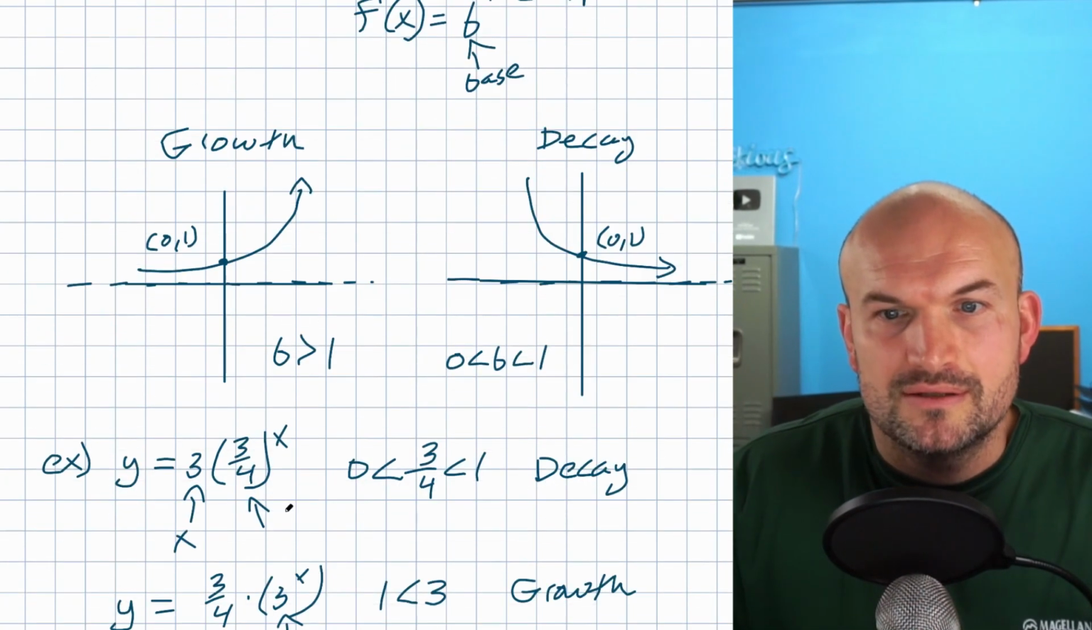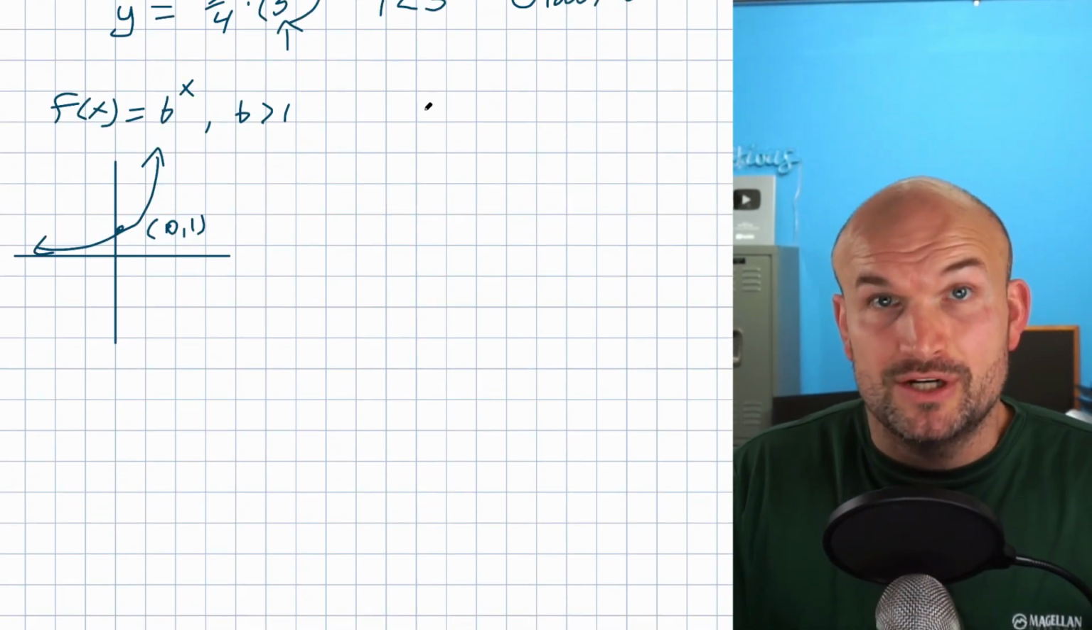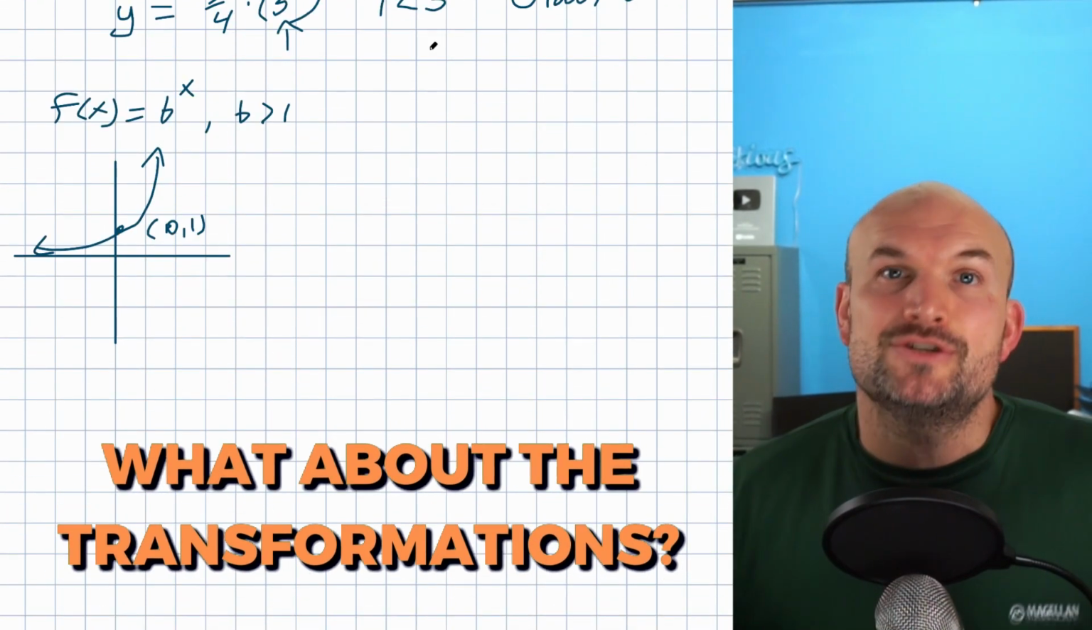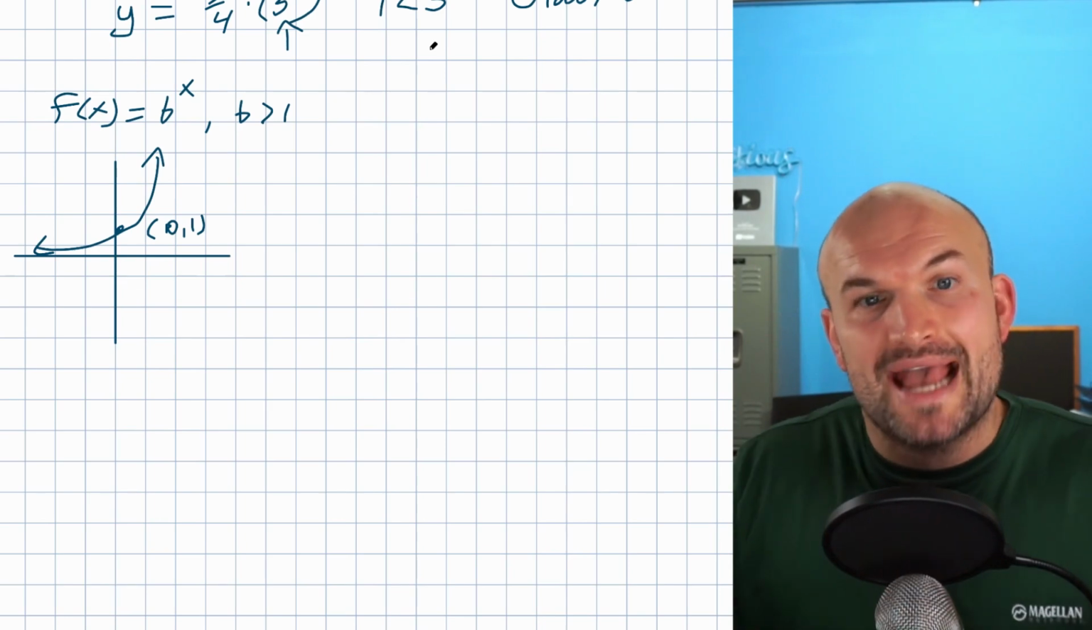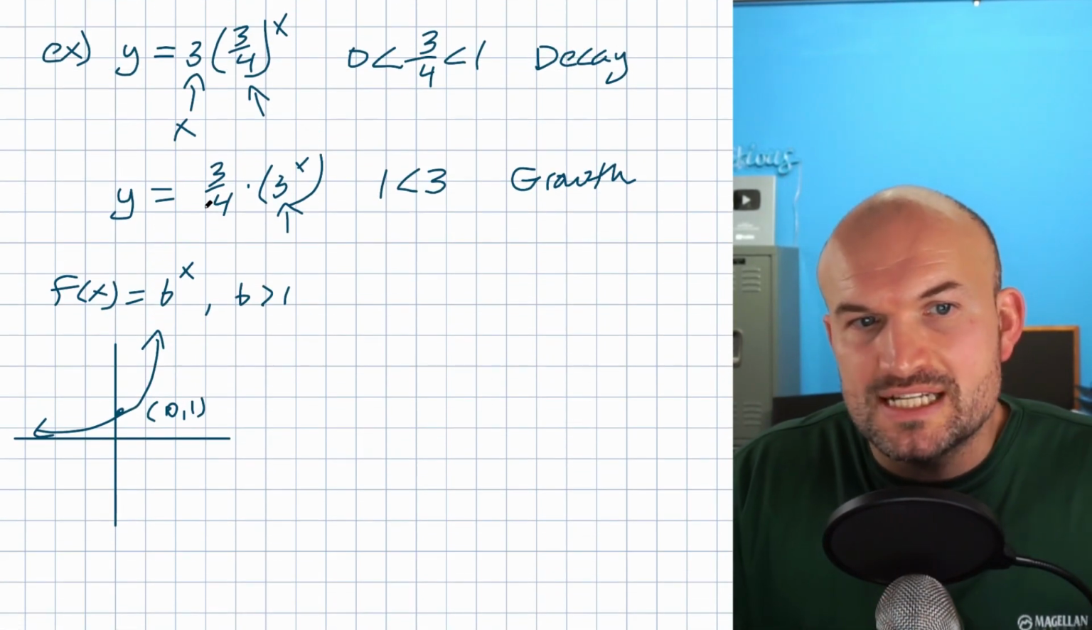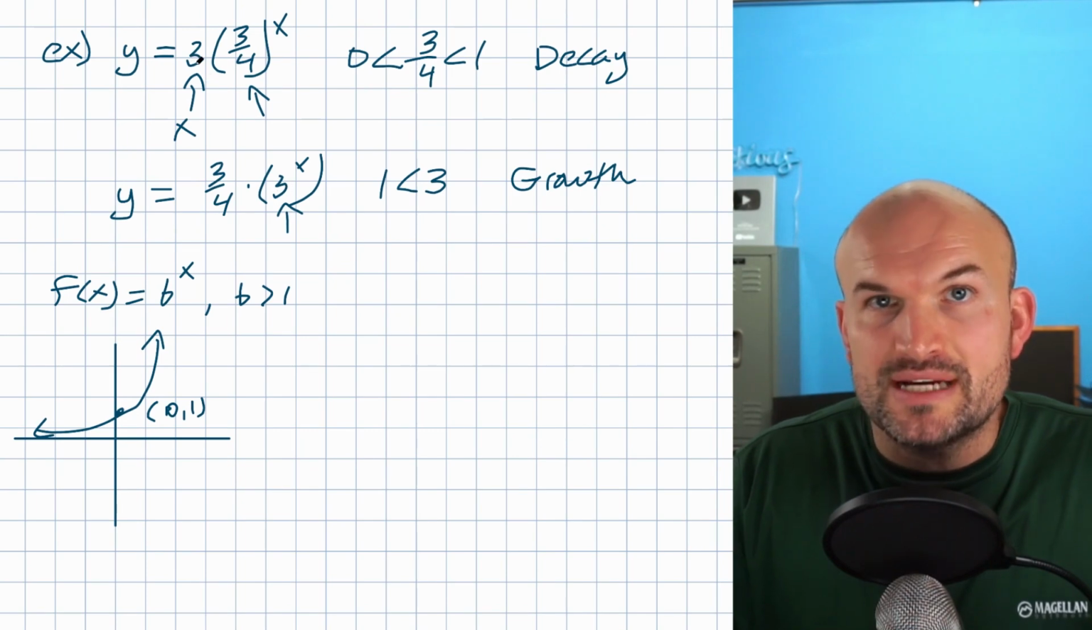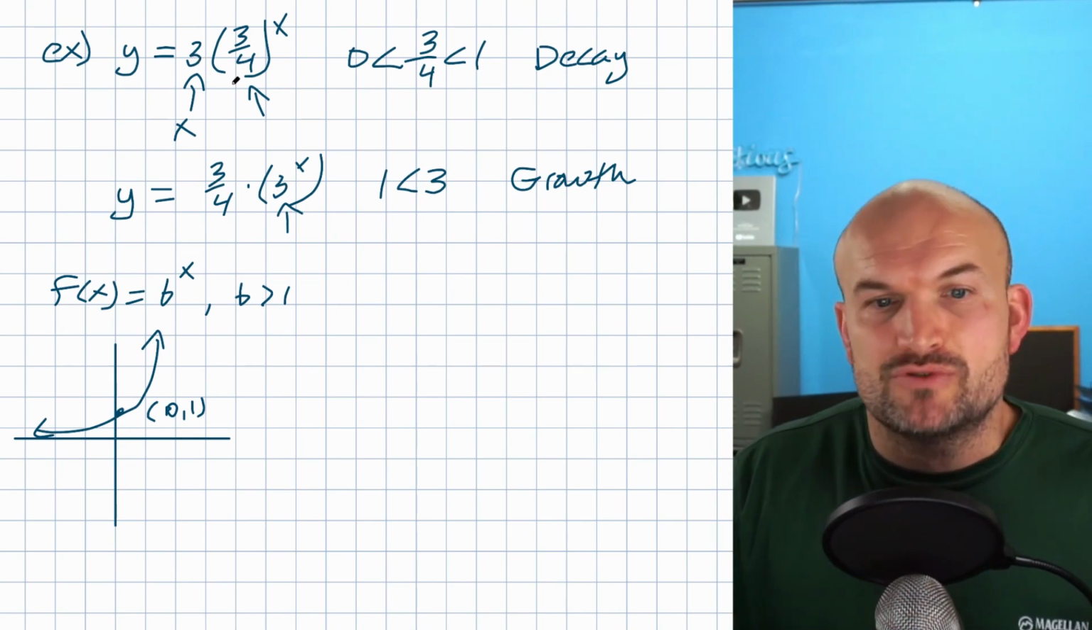Did I actually do that correctly? Yes, I did, okay. Now, the next thing we want to do is what about the transformations? What is happening to the graph when we multiply it by certain numbers, like when we add or subtract? Like for instance, what does this 3/4 do to this graph? What does the 3 do to that graph, right? And what about if we add and subtract numbers?